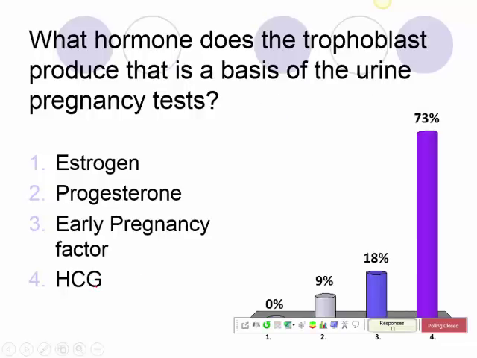HCG, yes, human chorionic gonadotropin. Early pregnancy factor is in blood, and that was formed within 24 to 48 hours after fertilization occurred. Estrogen and progesterone is by the ovary, not by the placenta, which the trophoblast forms.